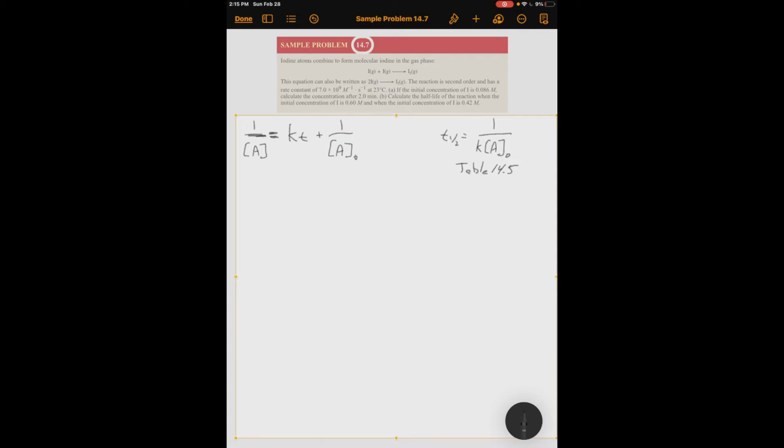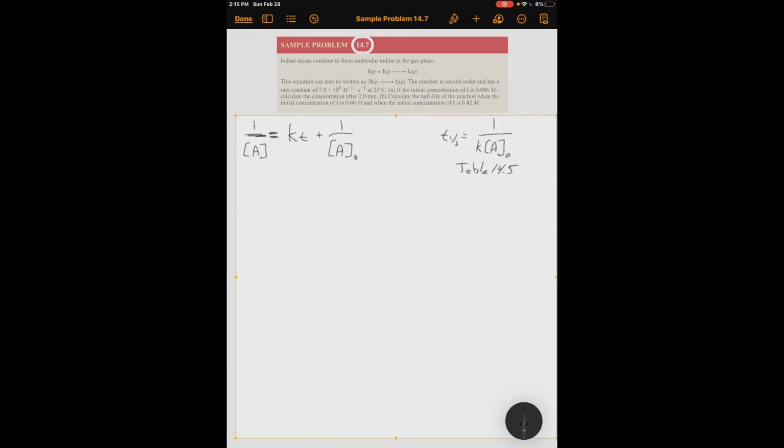The rate constant is 7.0 times 10 to the ninth, reciprocal molar, reciprocal seconds at 23 degrees Celsius. If the initial concentration of iodine, I, that's atomic iodine, is 0.086 molar, calculate the concentration after 2.0 minutes. Calculate the half-life of the reaction when the initial concentration of iodine is 0.60 molar and the initial concentration of iodine is 0.42 molar. I've written the two equations that we need to use here for A and B.